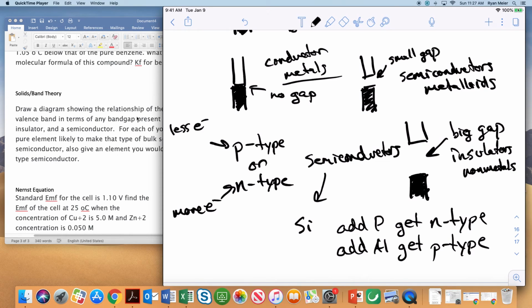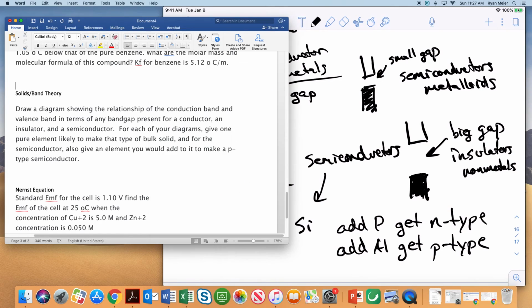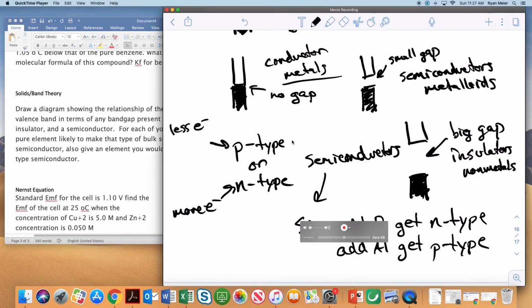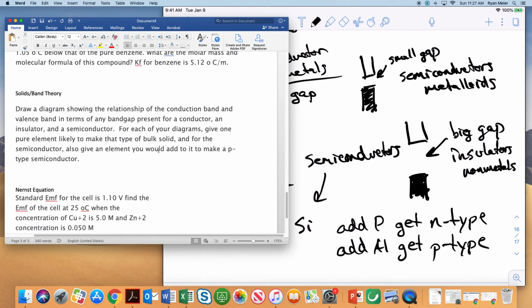So that's probably the quick nutshell review of the things we really need to understand about band theory and semiconductors and things of that sort. And so here, I think this was the exam question, I give one pure element that could make this type of bulk solid for a semiconductor, and then also give an element you would add to make it a p-type semiconductor.